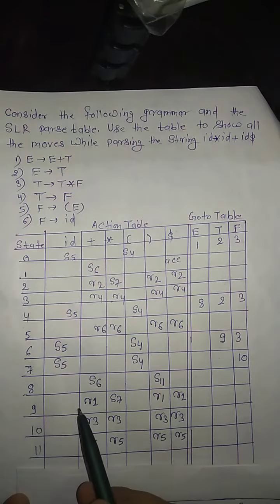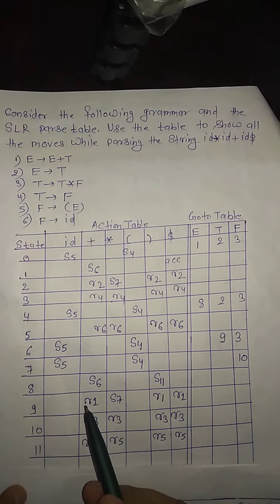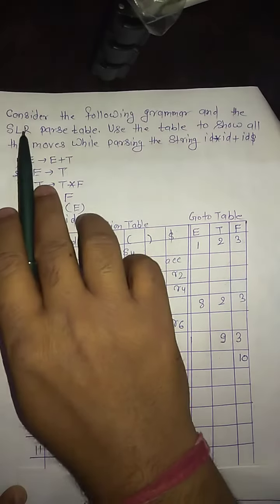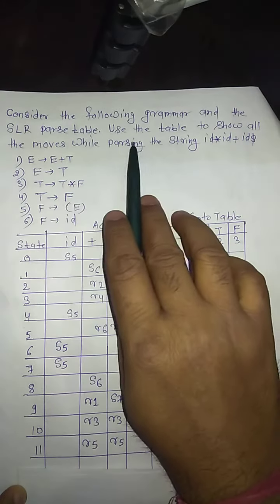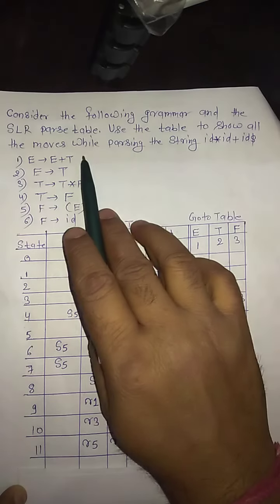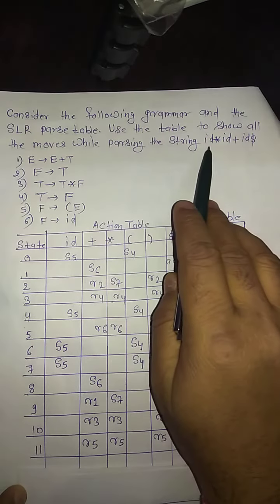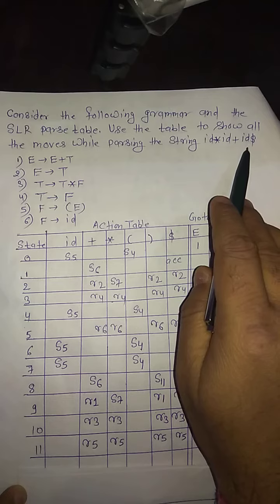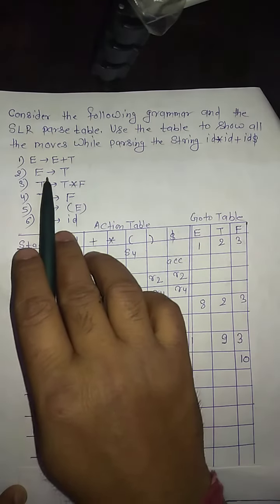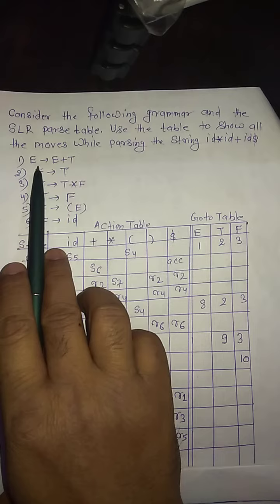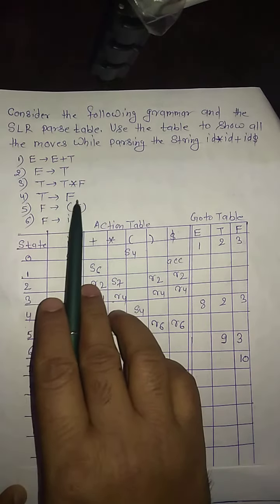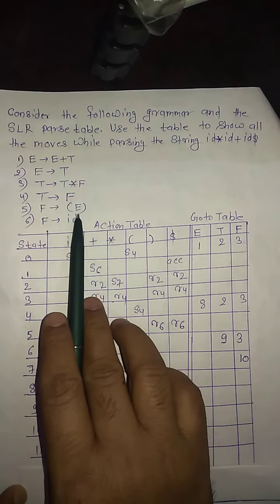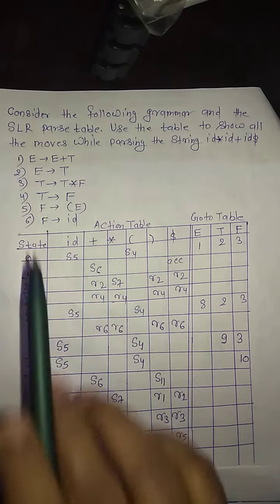Hello dear students, now I am going to solve the problem related to SLR parsing. The question is: consider the following grammar and the SLR parse table. Use the table to show all the moves while parsing the string ID star ID plus ID dollar. The given grammar is E derives E plus T, E derives T, T derives T star F, T derives F, F derives left parenthesis E right parenthesis, F derives ID.